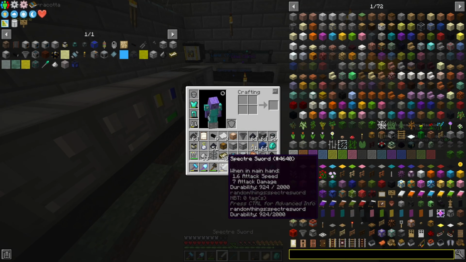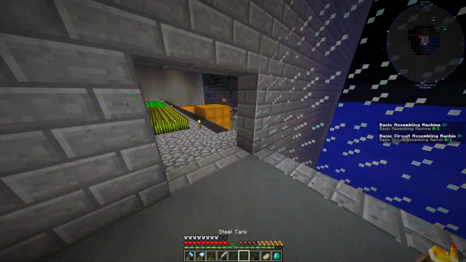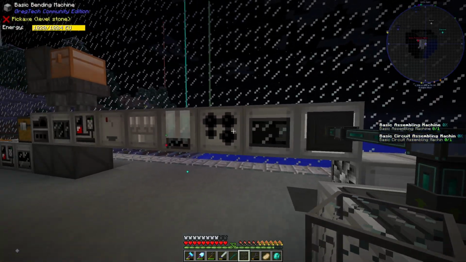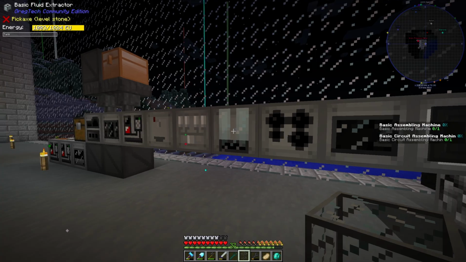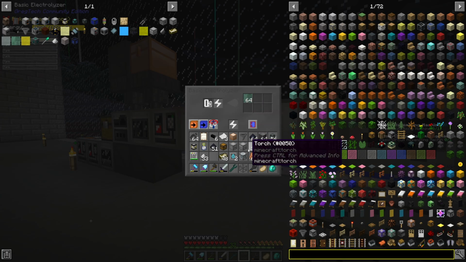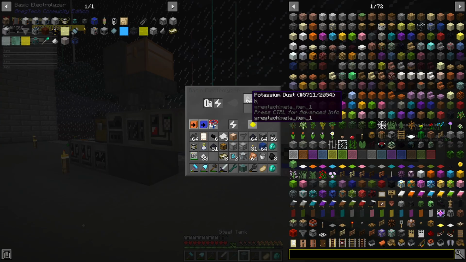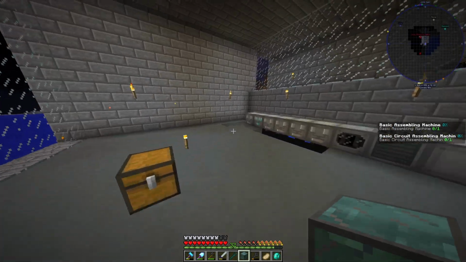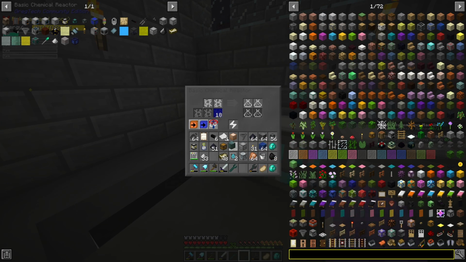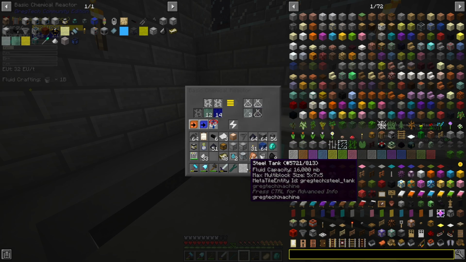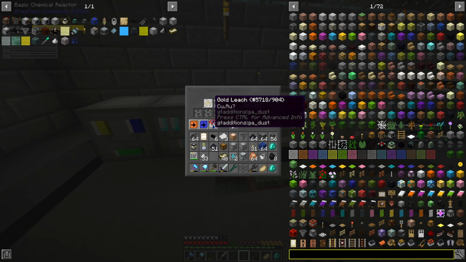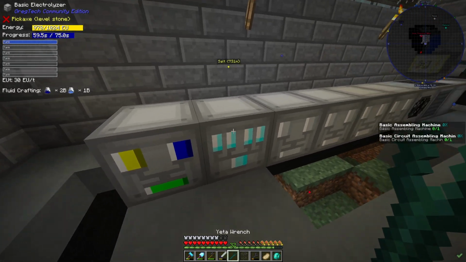We can get ourselves our chlorine, which I have a tank set up. I think I should have some chlorine in one of these machines over here. Let's see. Here we go. We got a whole bucket of it. And some potassium ready to go for the potassium metabisulfate. All right, so now we just got to put the chlorine in here, and we are making hydrochloric acid. Very cool. Hydrochloric acid can now go into the gold leach thing.